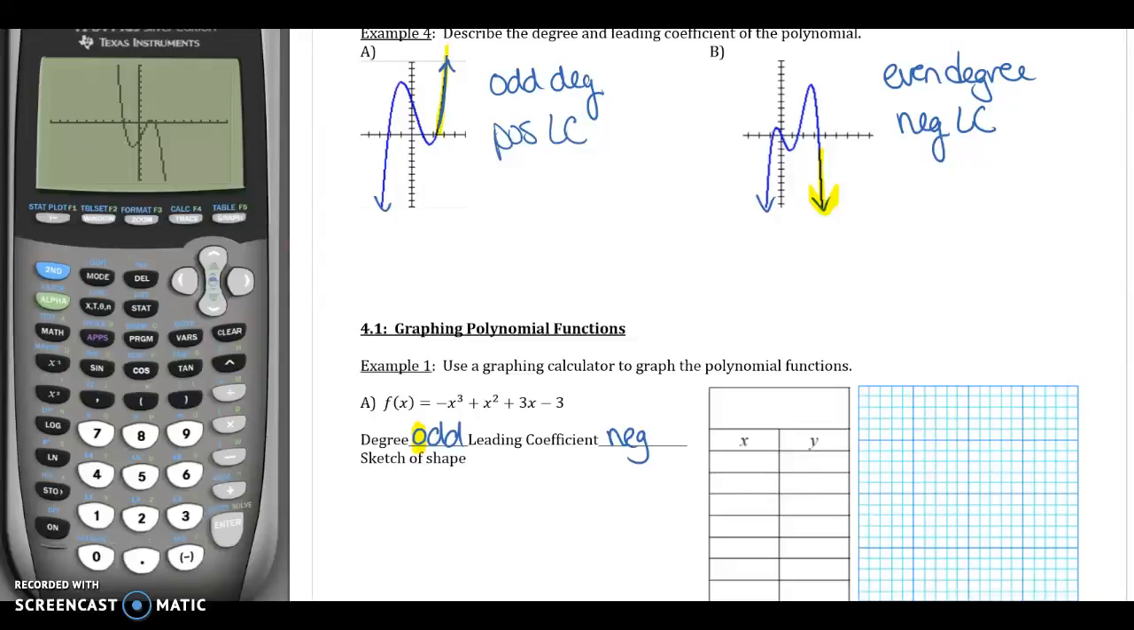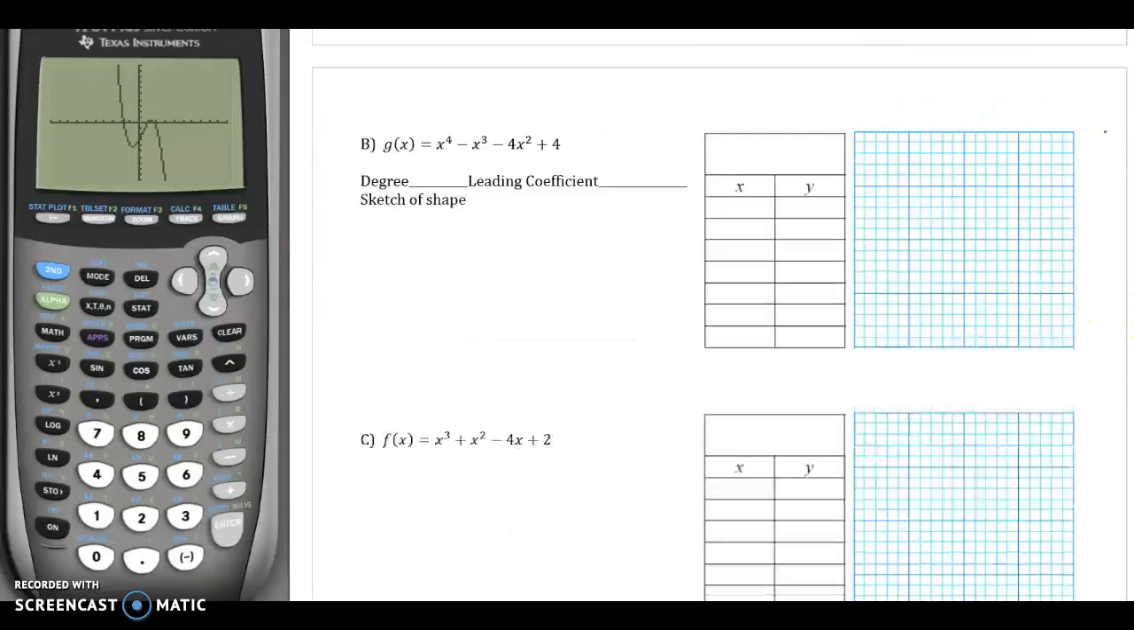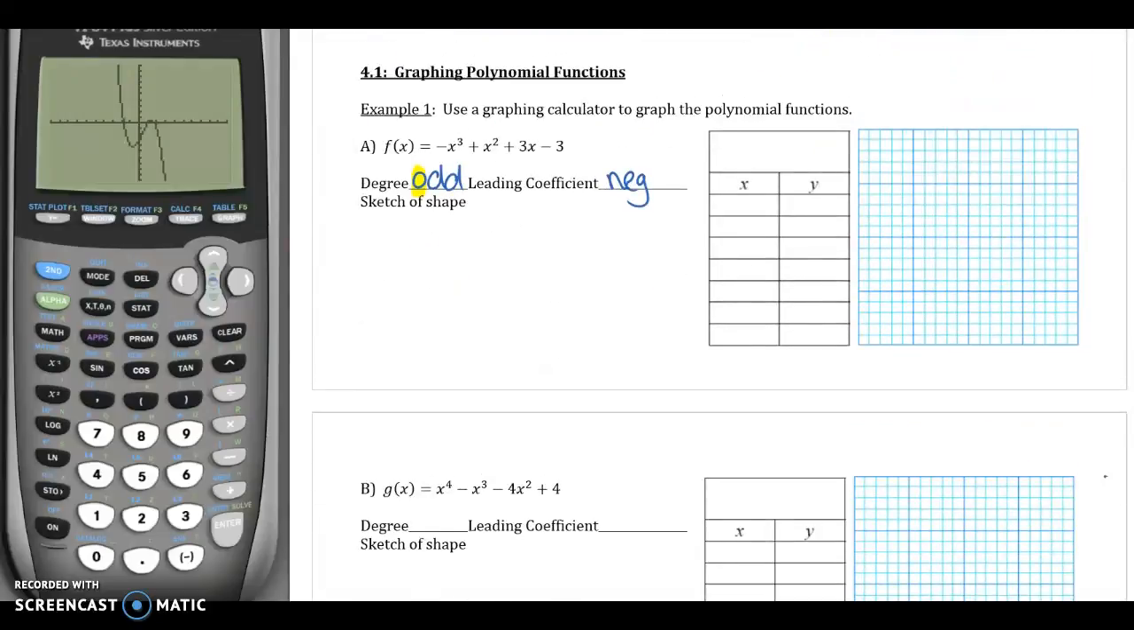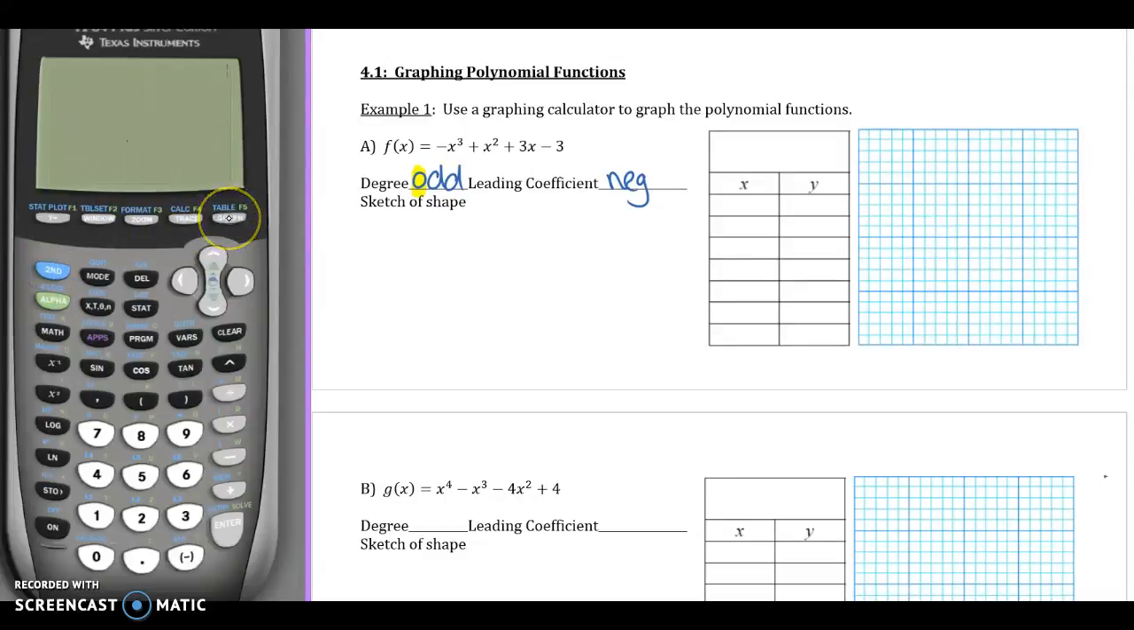Ten years ago, we didn't use these calculators, and we actually had to pick x values, plug them in, find points, plot the points, and then try to connect them to make some sort of a graph. We are going to let the calculator do that work for us. So on your calculator, push second and then your graph button, and it will take you to the table.